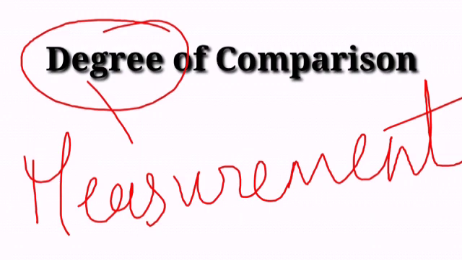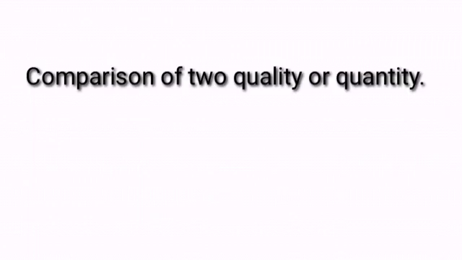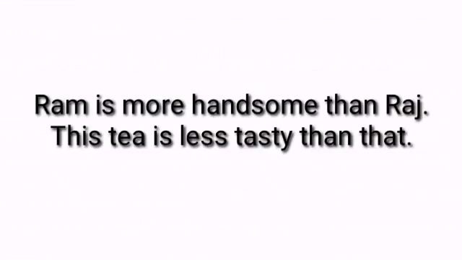So the literal meaning of degree is measurement, but in English grammar, degree of comparison shows comparison of two qualities or quantities. For example, Ram is more handsome than Raj. This tea is less tasty than that.